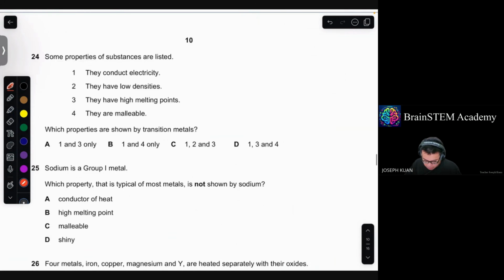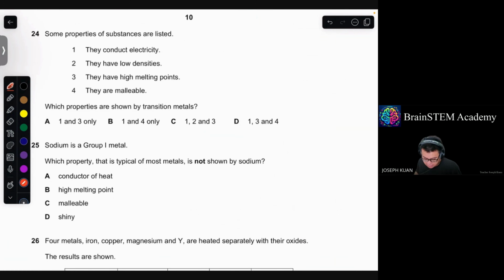Right, moving on to the next question, 24. Some properties of substances are listed. 1, they conduct electricity. 2, they have low densities. 3, they have high melting points. 4, they are malleable. Which properties are shown by transition metals? Just like any metal, they conduct electricity, and they also have high melting points, and they are malleable. So the answer should be 1, 3, and 4. Answer is D for donkey.